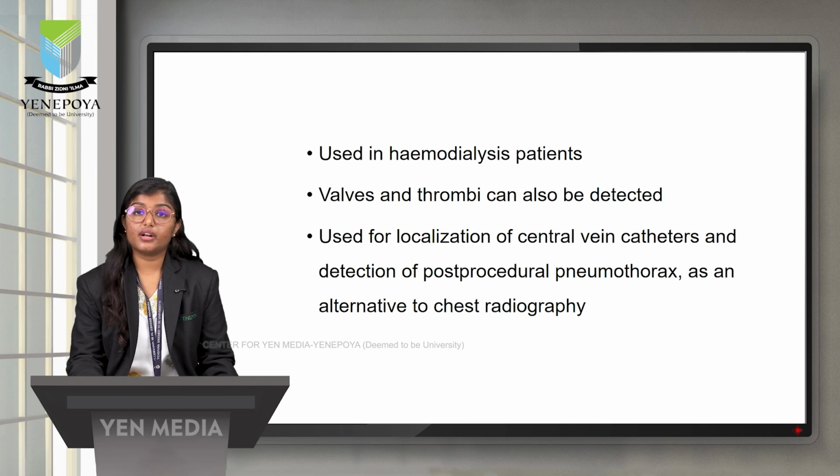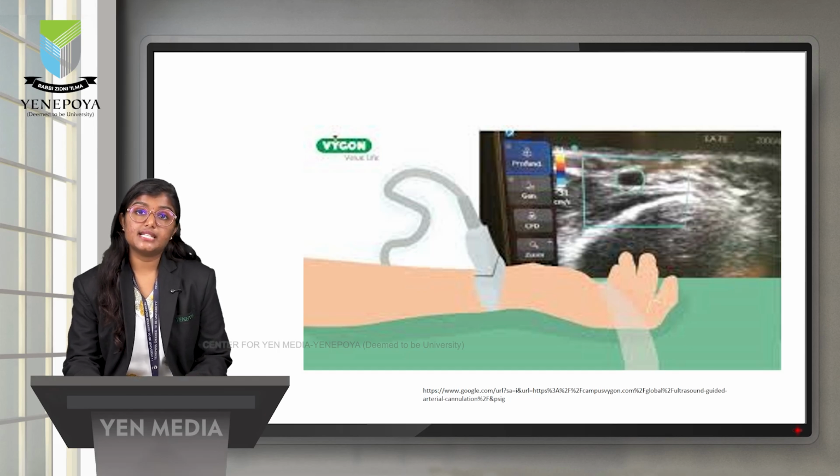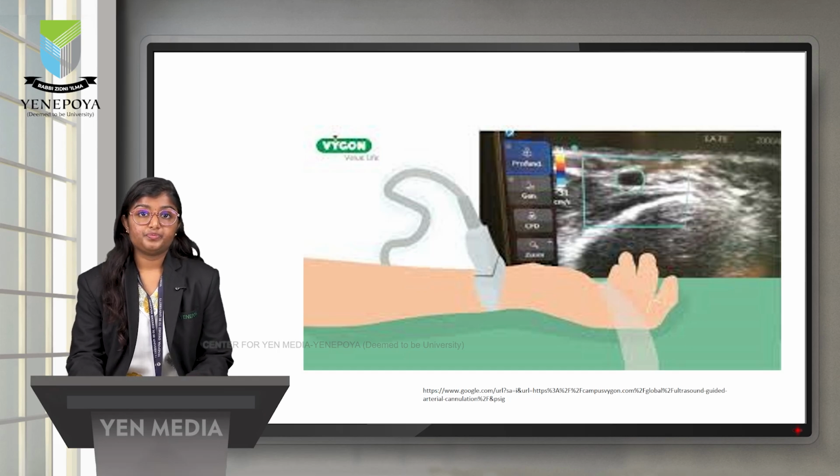It is used for localization of the central vein catheters and detection of post-procedural pneumothorax as an alternative to chest radiography. So this is the image. Using the USG scan, we are identifying the radial artery.